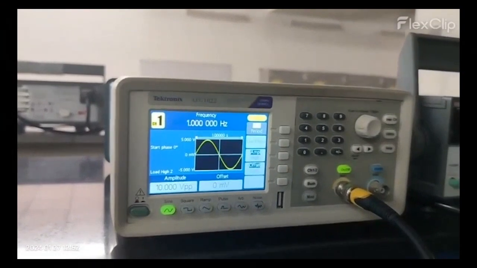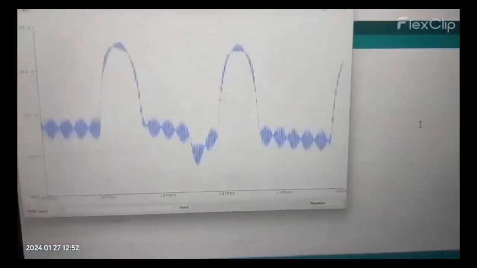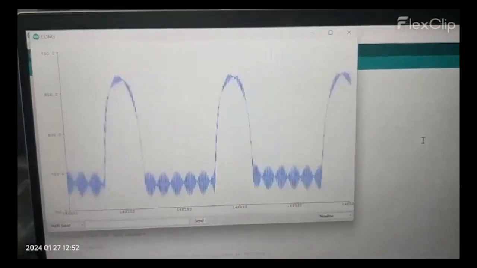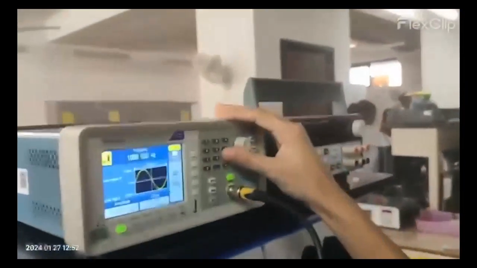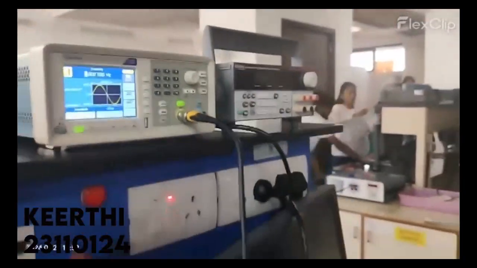Initially, I have set the frequency to 1 Hz in the function generator. Now we can observe the slow blinking of the LED. Here we have connected a 1 kilo ohm resistor. We can also observe the graph and its structure in the serial plotter. Later, I am changing the frequency to 3 Hz. Now we see the fast blinking of the LED and how the structure of the graph varies from the previous one. It looks compressed from both sides.